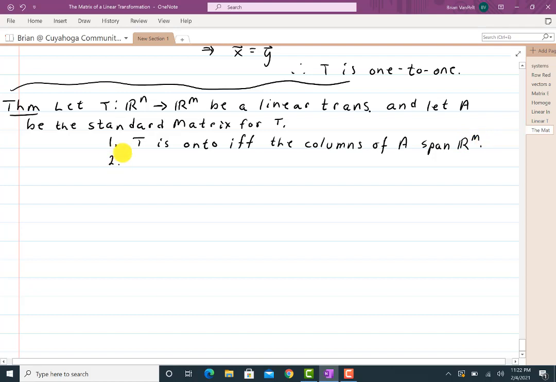Part 2: T is 1 to 1 if and only if the columns of A are linearly independent.